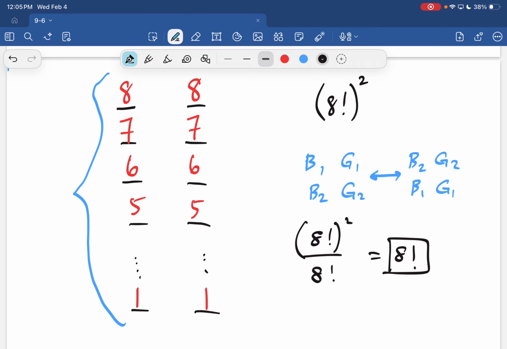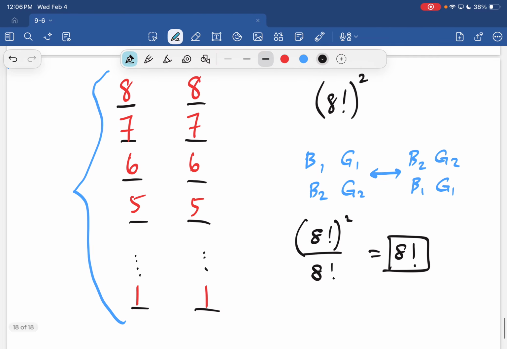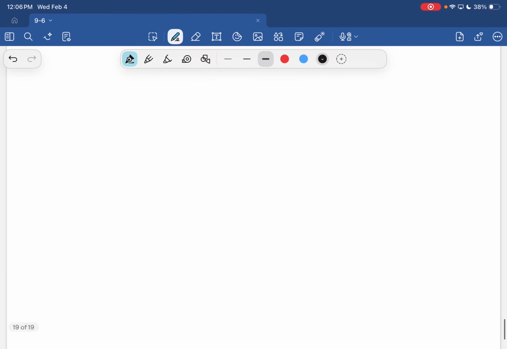Why is it divided by 8 factorial? We're overcounting by 8 factorial because there are 8 factorial ways to order the pairs, and those are not unique orderings, right? So we need to divide by that. Let me do this in a different way, and I'll prove to you that we get the same exact answer.